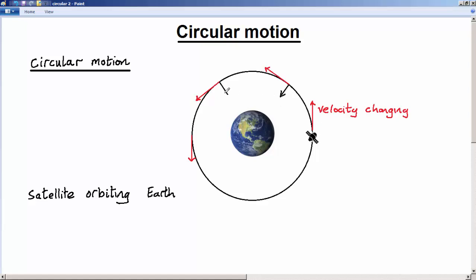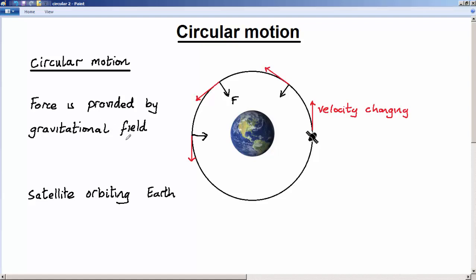towards the center of the circular orbit, and in this particular case the force is provided by the gravitational field of the Earth. Okay, it is the force of gravity which provides the centripetal force which enables the satellite to move in a circular motion. So I want you to think about, when you're thinking about circular motion, you've got to think about what force provides that circular motion, what force enables that circular motion to happen. So the force is provided by the gravitational field.